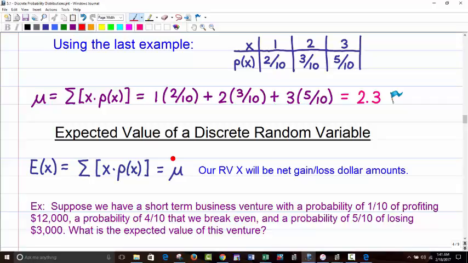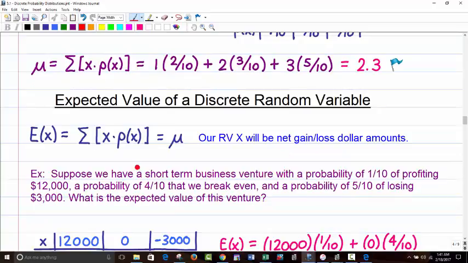So in this case, the random variable x is going to be the net gain or loss amount. So now we're going to see some negative x's, because if you have an outcome where you lose money, that's going to be negative. Let's say we have some short-term business venture with a probability of 1 over 10 that we profit $12,000, 4 over 10 that we break even, and 5 out of 10 that we lose $3,000. What is the expected value of this venture?